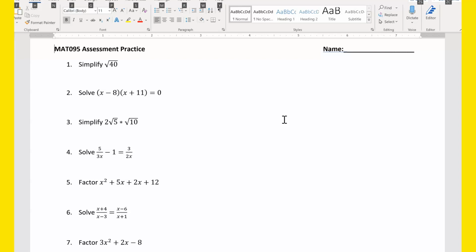Basically, this is going to go through several of the concepts that we learned throughout the class this quarter. This is going to help you prepare for the online standardized assessment for Math 95.